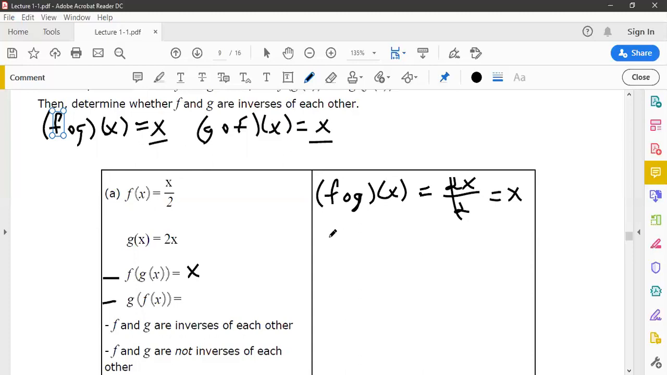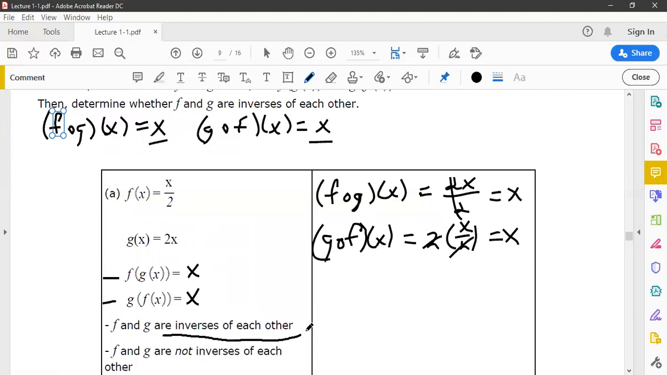Now let's find g of f of x. So again, working from right to left, I take the f function, which is x over 2, and it replaces the x in the g function. So I have 2 times x over 2. Keep in mind the 2's will reduce, and my answer also is x. So it met the criteria for the functions being inverses. In this case, they are inverses of one another because the answer is just x.